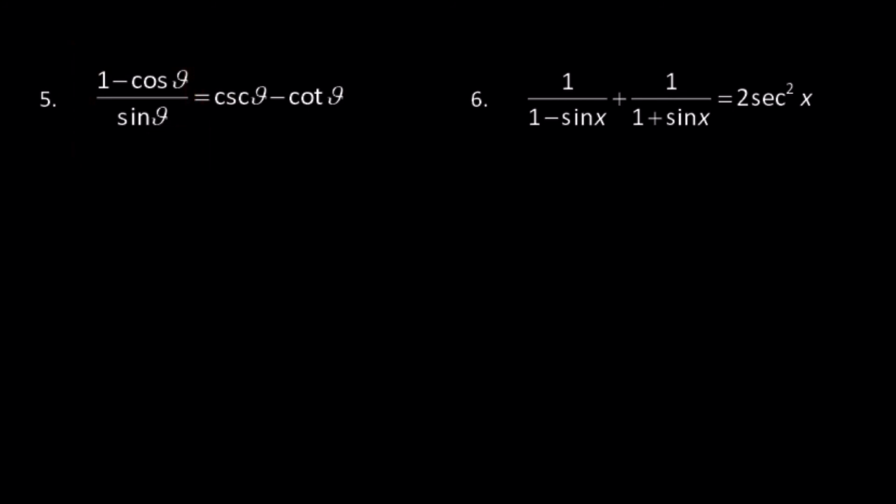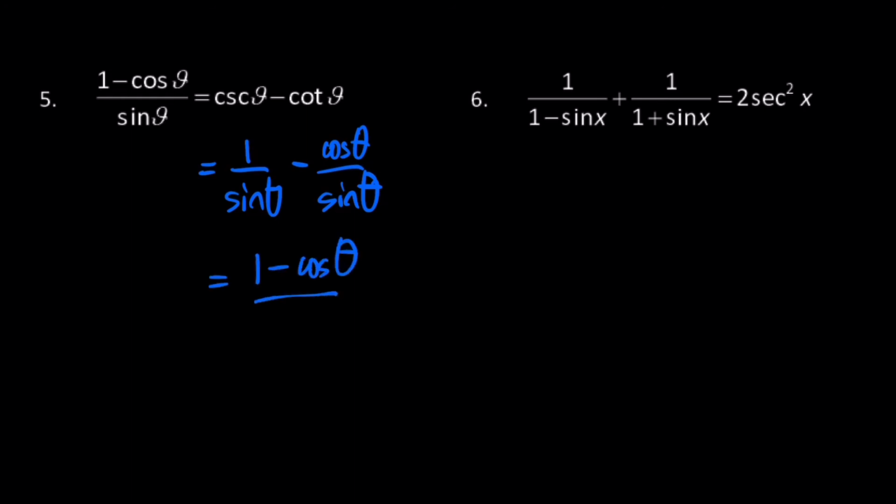Well, let's start. Cosecant is 1 over sine theta minus cotangent, which is cosine theta over sine theta. Well, this is swell, right? We've got 2 fractions. Denominators are already the same. All you have to do is add them together, and I get 1 minus cosine theta over sine theta, which is exactly what we have on the other side. So that one worked out great. It was not nearly as challenging as I first thought.